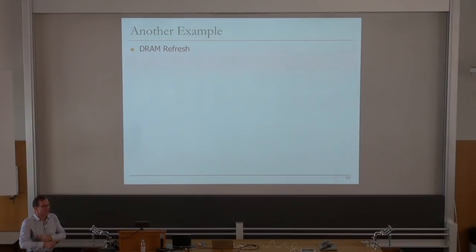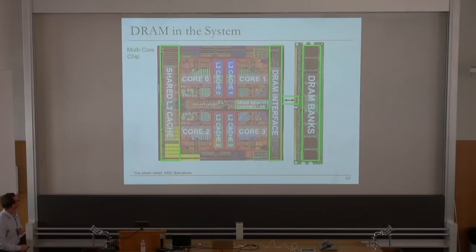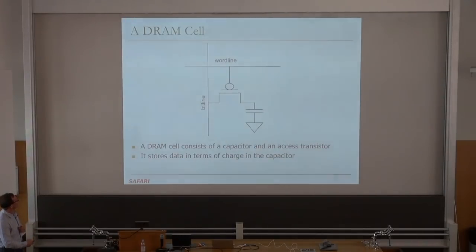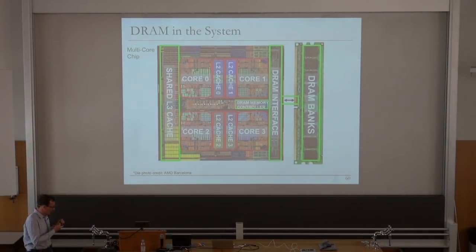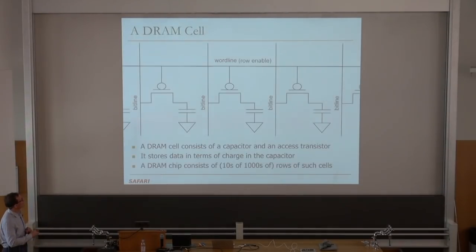Okay, let's take another example. I like these examples because they cut across the stack, and refresh is a fascinating example. If you've taken digital circuits, you've seen some of this, but bear with me for a while. DRAM in the system, basically DRAM is over there, and it's an important component, as we know. And there are many issues with it. We looked at latency issues related to its control. But let's take a look at some other issue, which is also interesting.